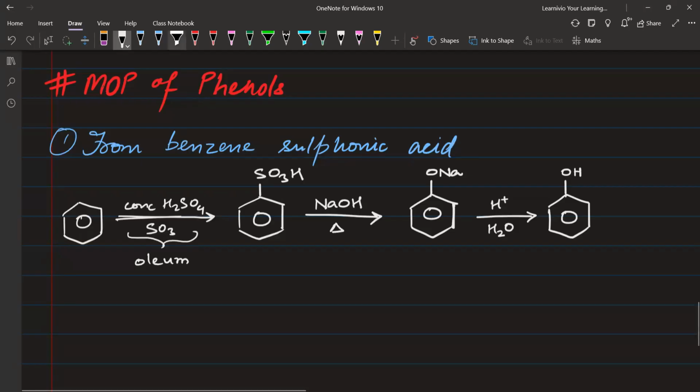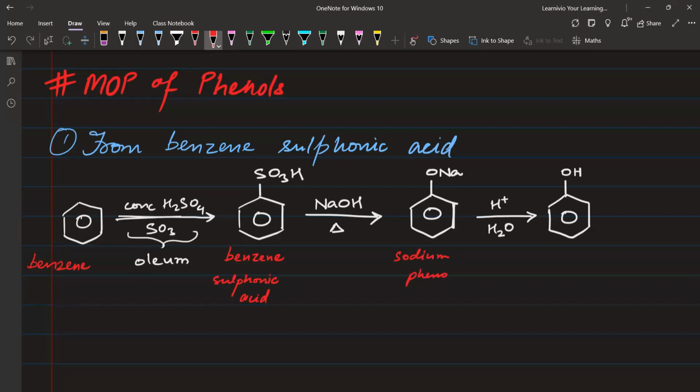Now we are starting with benzene here. Write the names of everything. This is benzene. This is benzene sulfonic acid. This is sodium phenoxide. This is phenol.